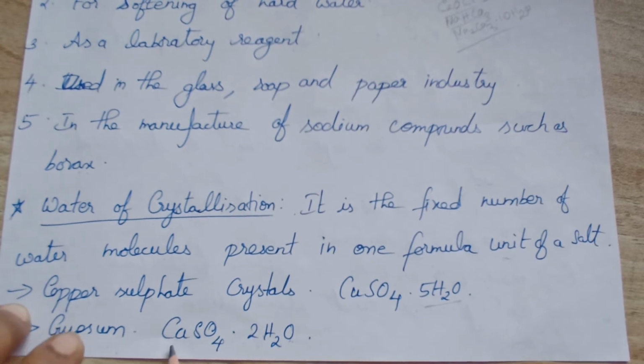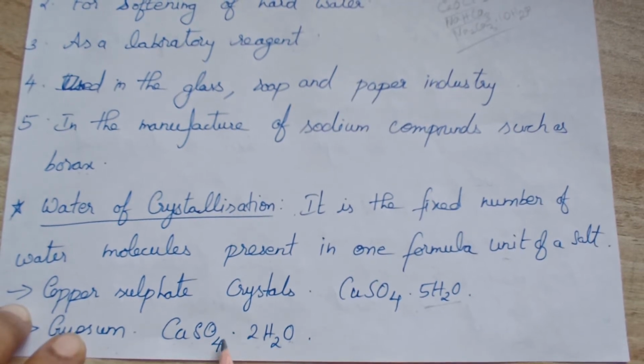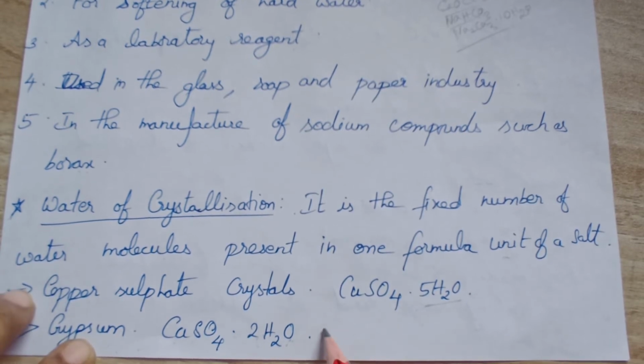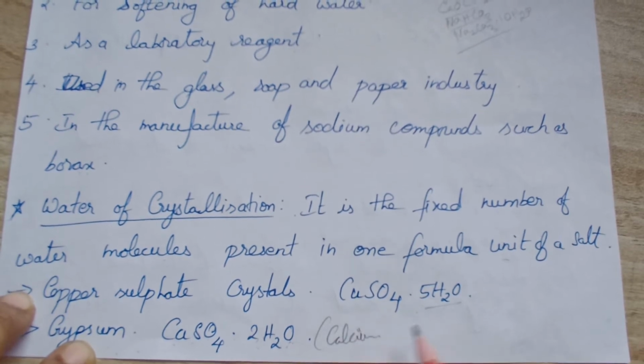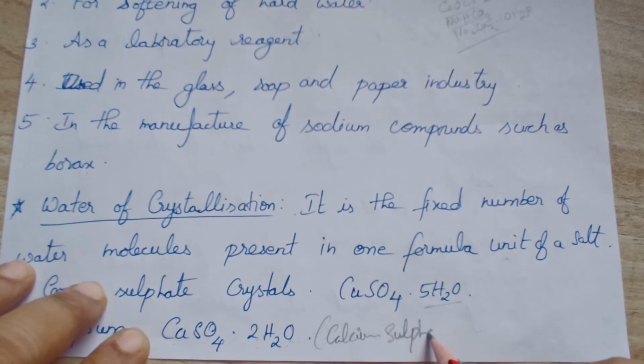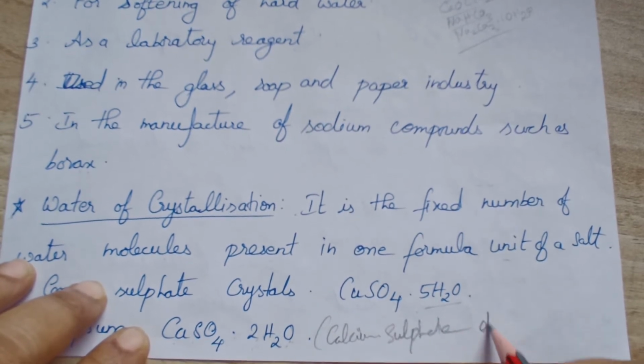CaSO4, you have to read this as CaSO4 dot 2H2O. This is the chemical formula, and the chemical name is calcium sulfate dihydrate.